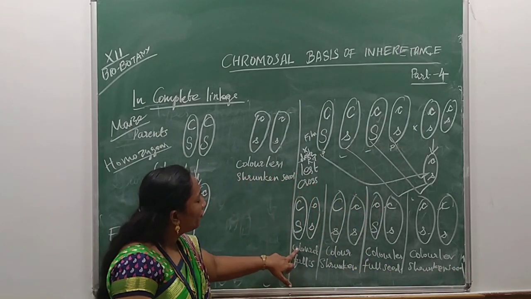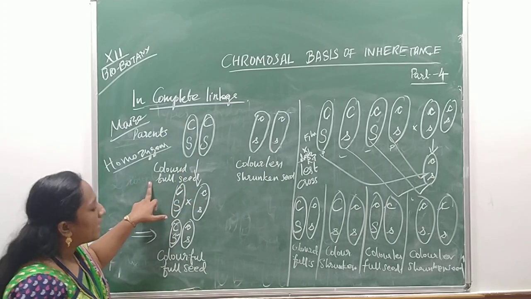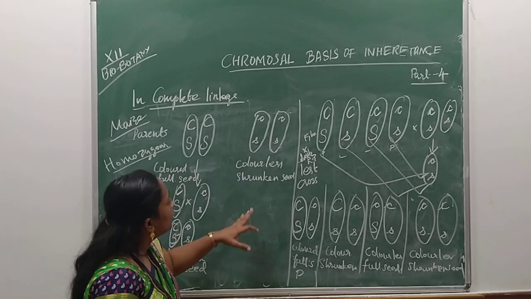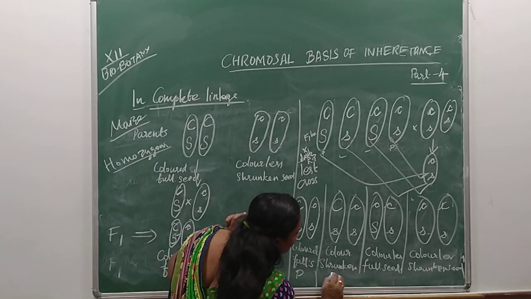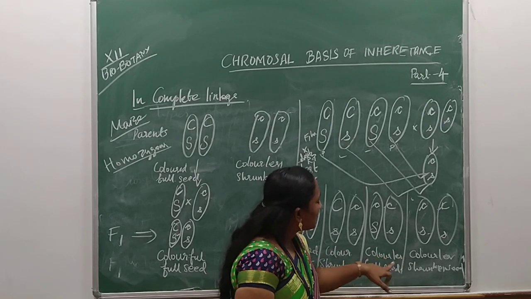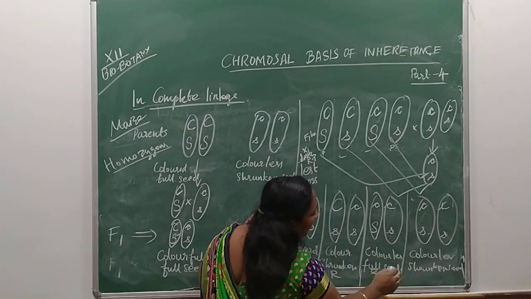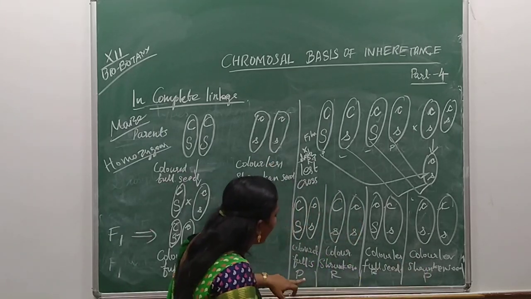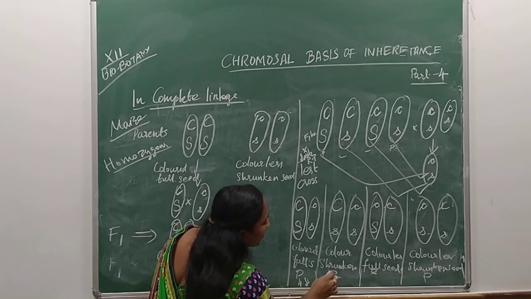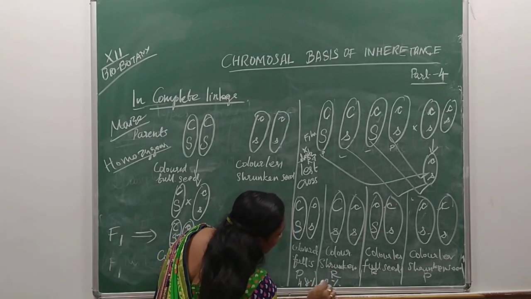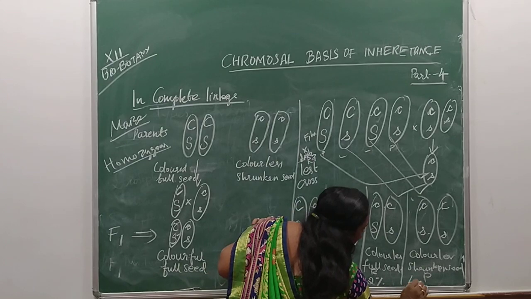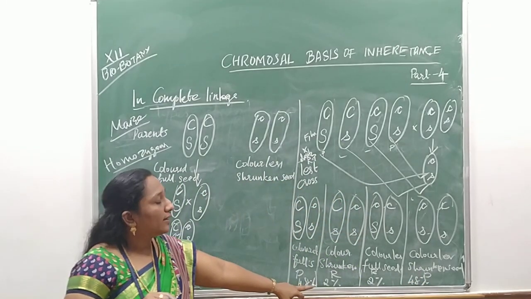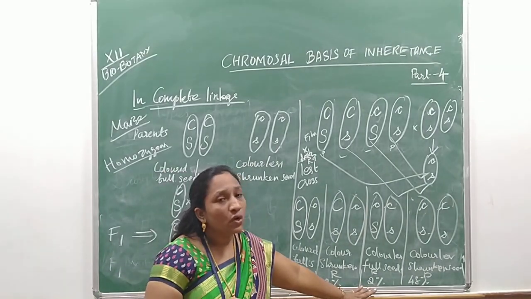So now see, colored full, this is the parental character. And this, colored shrunken, is a new variety, a new recombinant variety. And here colorless and full seed is also a recombinant variety. And colorless and shrunken is the parental variety. So here the percentage is 48, and for recombinants 2%. Again 48. Both the parents get 48%, and the new varieties get 2% and 2%.